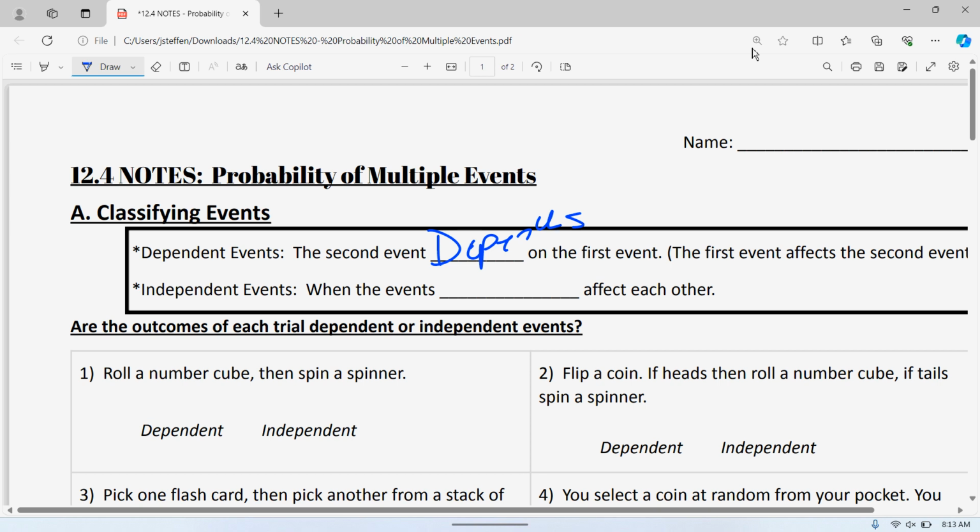Independent events: the events don't affect each other. I guess that's a better way to say it in that sentence. But they are independent of each other.